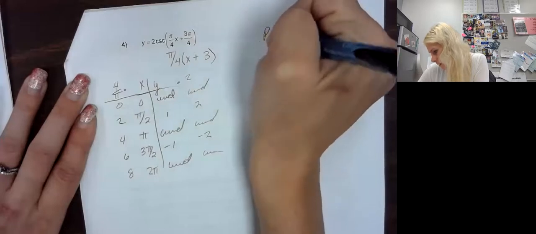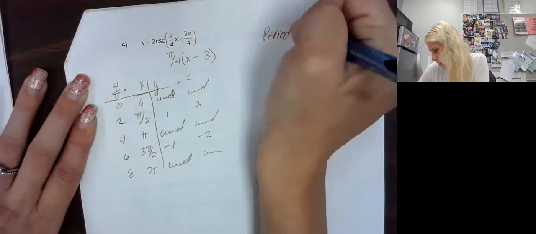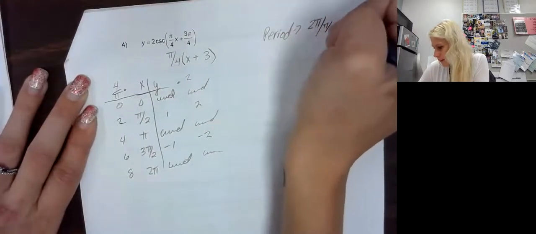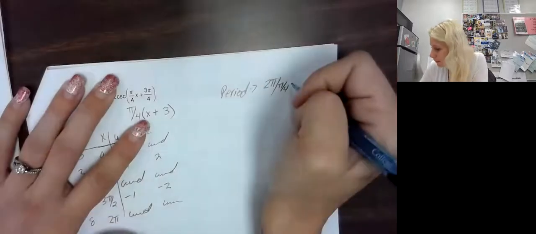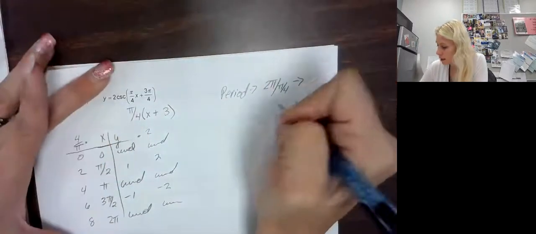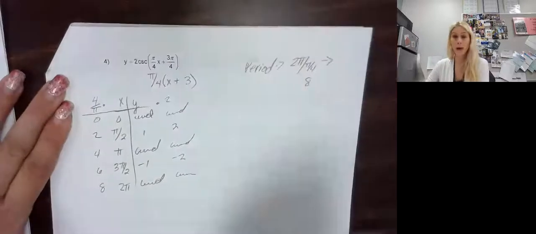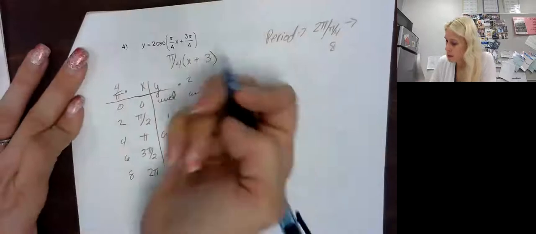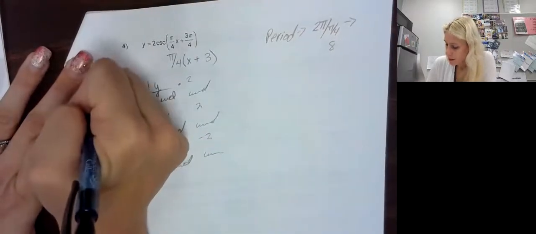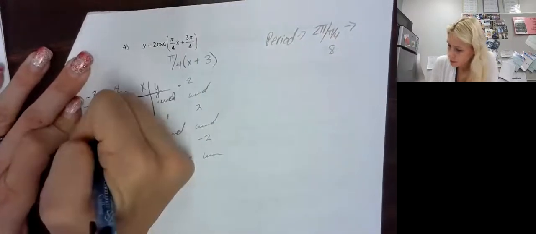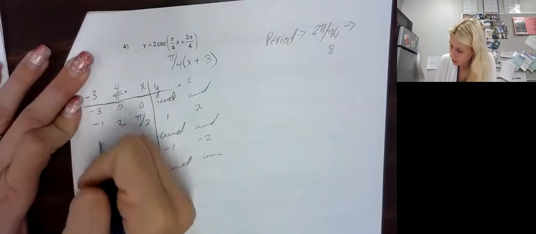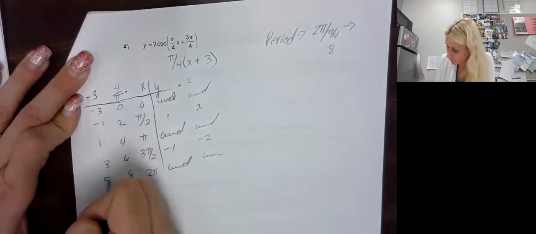So let's check our period right now. Period is 2 pi over b. Dividing by a fraction is the same thing as multiplying by the reciprocal, right? So when I do that, I get 8, and the pi's cancel. So what do you know? 0 to 8. We're good to go. And then we're going left 3. So -3, -1, 1, 3, and 5.